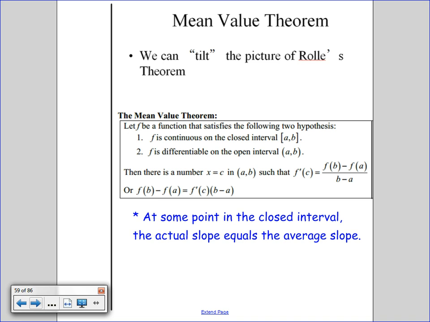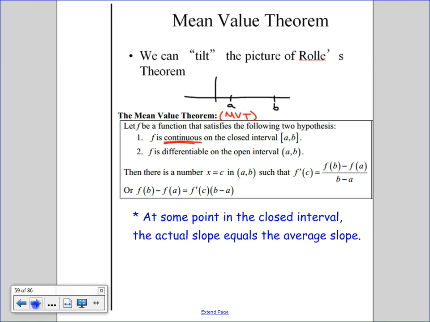We can tilt the picture of Rolle's theorem. What picture of Rolle's theorem? This picture of Rolle's theorem. Rolle's theorem says, hey, you have a function. He's continuous, he's differentiable. I'm going from an A to a B, right? But what's not in the conditions for mean value theorem, aka affectionately known as MVT?